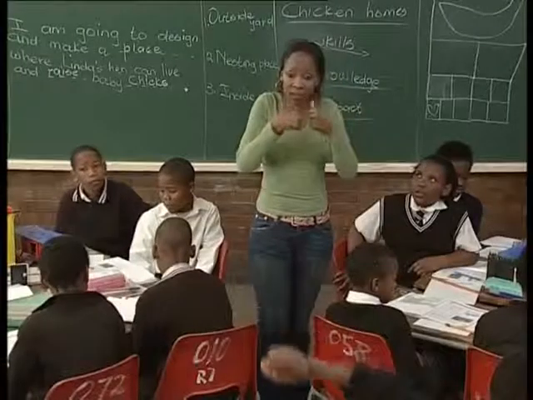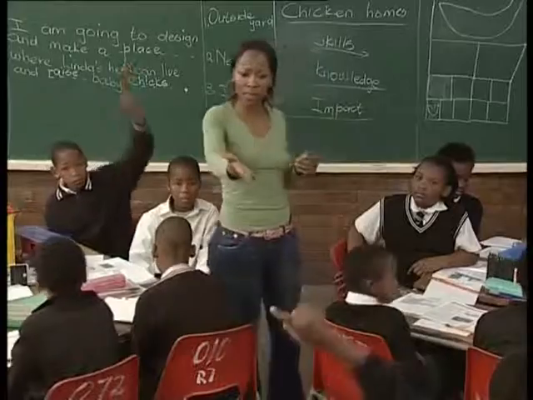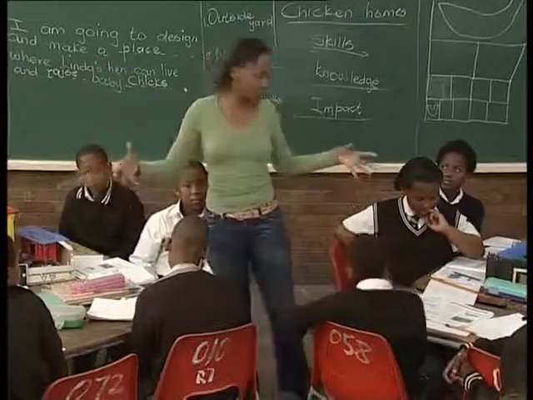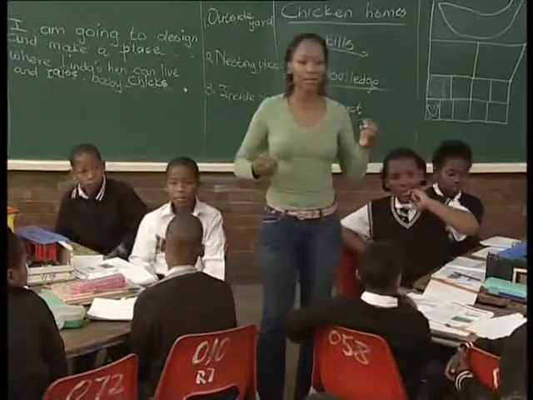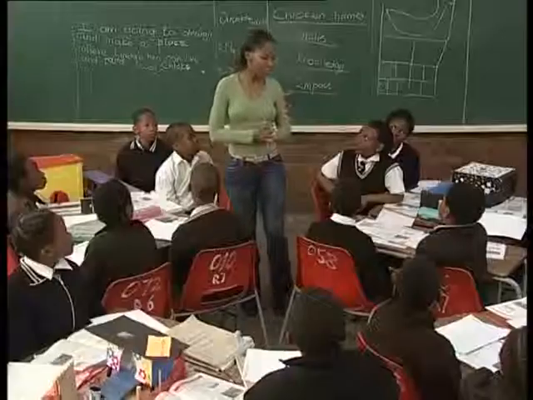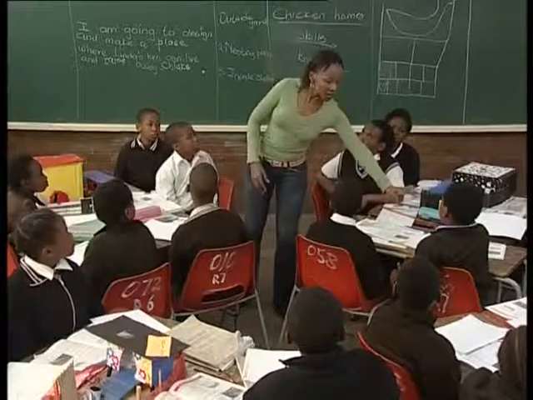What else, Lumkisa? It's not fair because the chicken can't move around. The chicken cannot move around because they are cramped together in one space. Wonderful. Yes, Siliziwe? It's fair because they are protected. He says it's fair because they are protected. They are in a shelter. Who else has got something to say? Professor? It's fair because they are warm. Very good. She says because they get warmth, it's warm there.